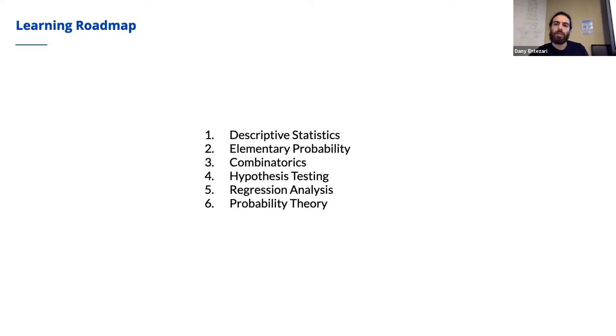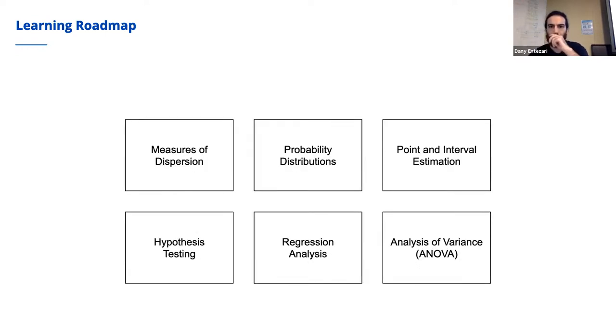Eventually, you will want to dive deeper and start learning more about probability theory. Things like what I've listed here: probability distributions, point and interval estimation, right? And analysis of variance. This one will take the bulk of your time. This requires a lot of mathematical understanding. But binomial distribution is a good way to start your journey, okay?